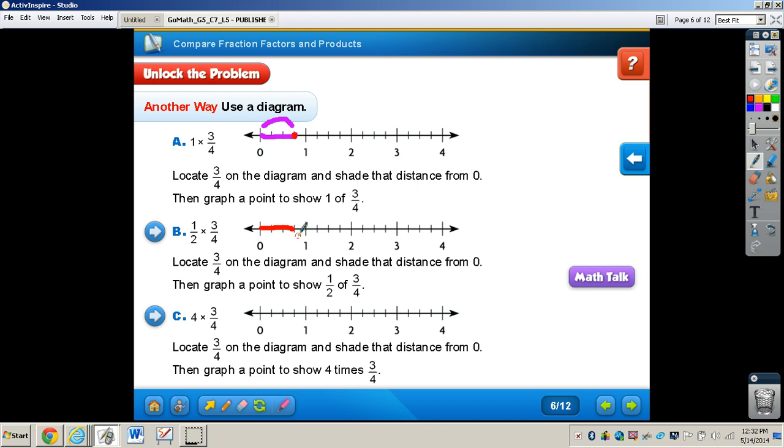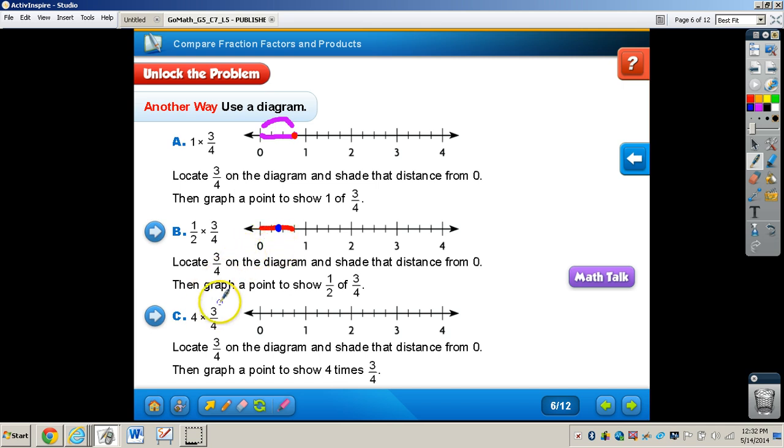Then what we want to do is graph a point to show 1/2 of 3/4. So we can see 1, 2, 3/4. And what we need to do is actually show 1/2 of 3/4, which falls right in the middle, just like that. That's right in between my 0 and 3/4.